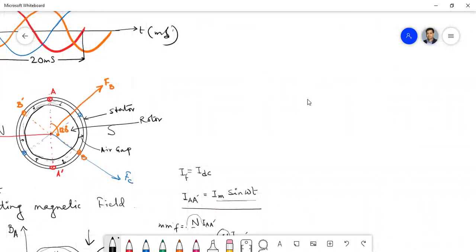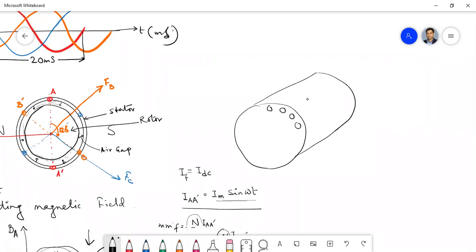So what we have in the rotor? Suppose the rotor is cylindrical like this. Now here we have holes through the rotor, holes like this, and through these holes you have conductor like this.